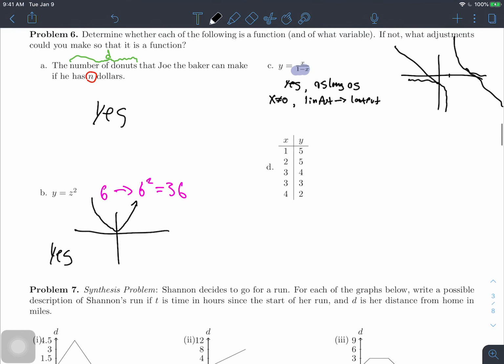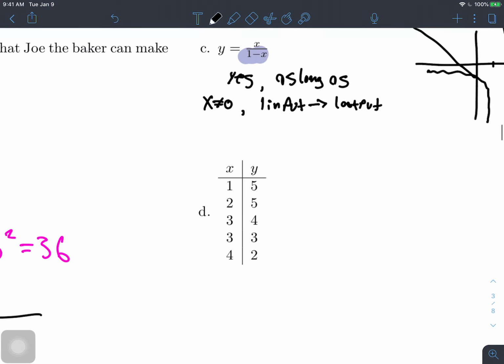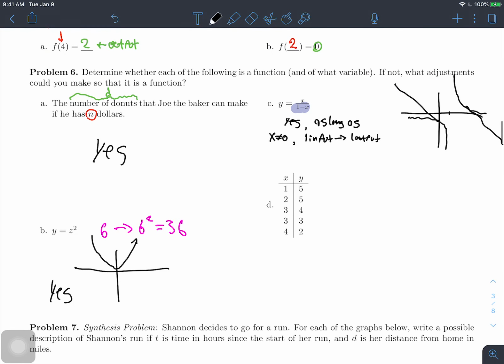All right, anyways, don't pay too much attention to the graph. What's really important is just to know that if we have polynomials like z squared, or rational functions, which are just polynomials divided by polynomials, they are going to be functions. You just have to be careful about the domain. Okay, so the answer is yes for this one. How about group number 4?